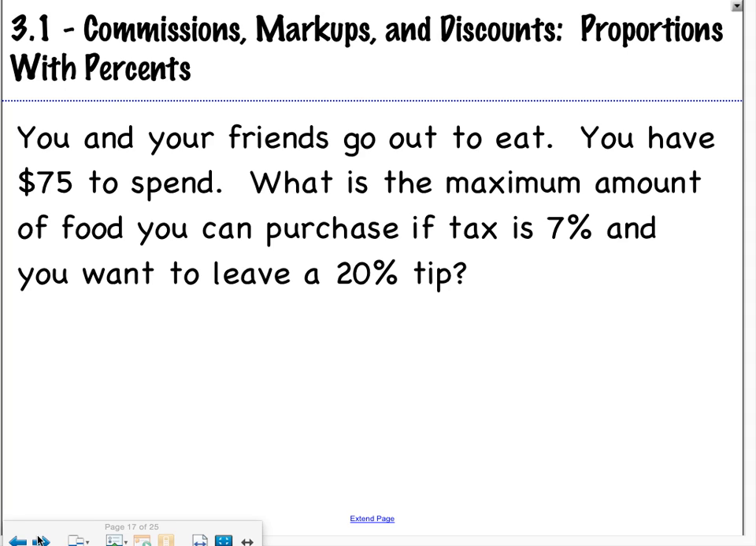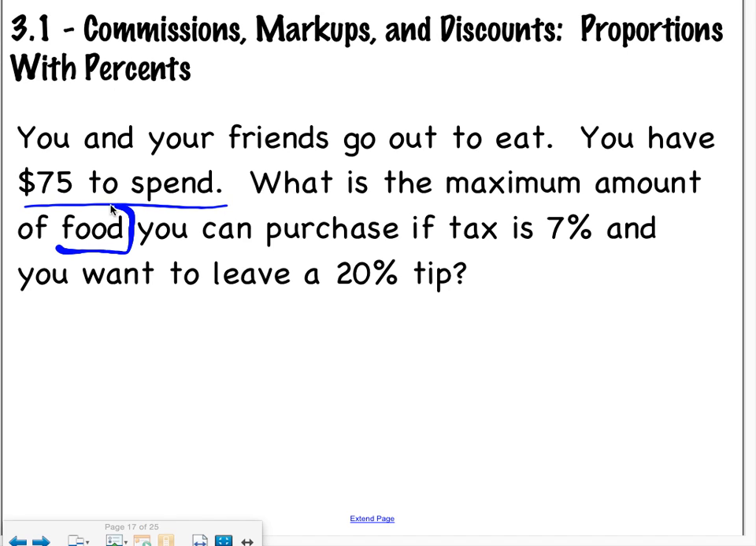Now this is the restaurant example. We talked about this a few times. So if you and your friends go out to eat and you have $75 to spend, so this is the total amount that you can spend. So you want to find the maximum amount of food you can buy, so just food, right? So you let tax here be 7% and you want to leave a 20% tip. So if $75 is the maximum amount of money that you can possibly spend, you need to include the price of food, tax, and tip.